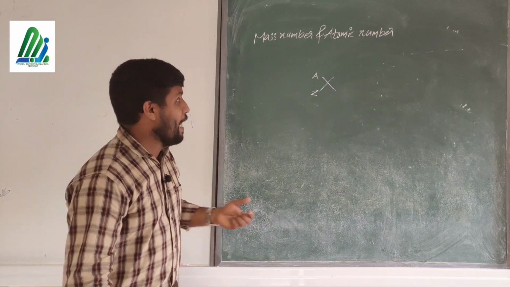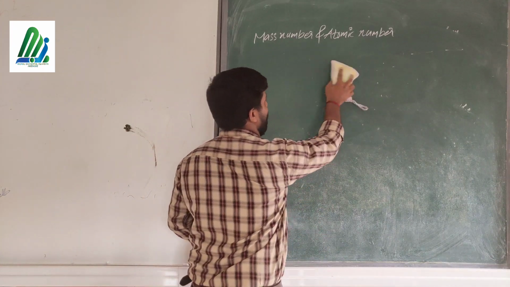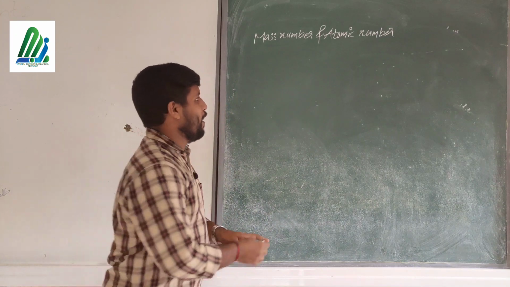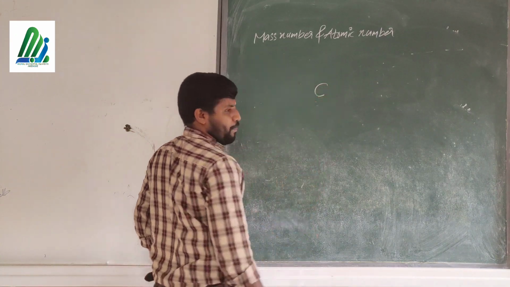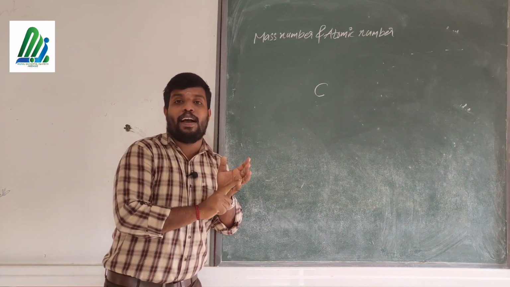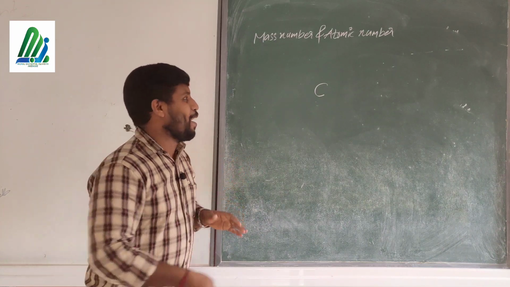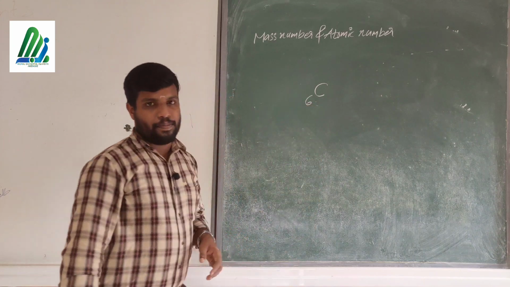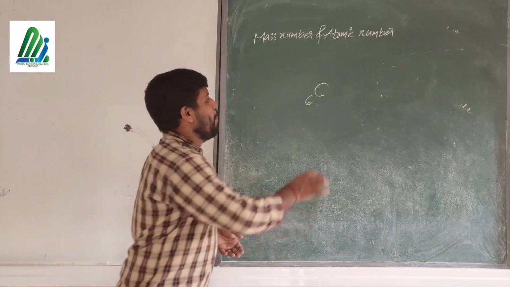By using an actual element, how can you write the atomic number and mass number? Look at that, carbon, the symbol C. We want to know the atomic number of carbon. The atomic number of carbon is 6, and the mass number is 12.